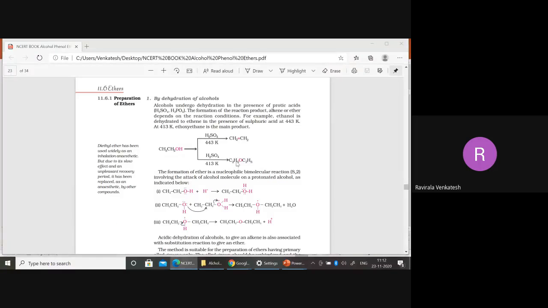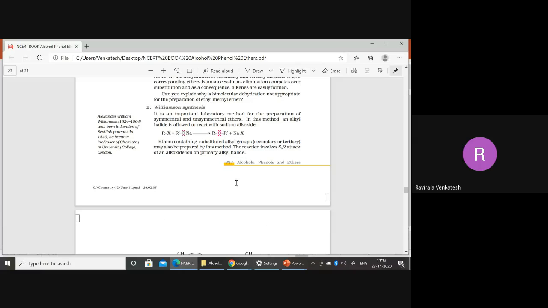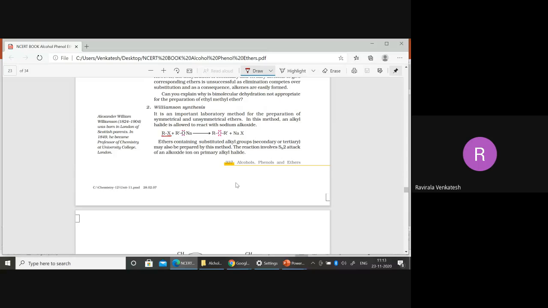This one we need to see now here. This part, preparation of ether, Williamson. Now you have the textbook with you, no? Now observe this one. Williamson synthesis reaction. Now this is the alkyl halide. You have taken alkyl halide reacting with sodium alkoxide. This is the sodium alkoxide. Na is removed, X is removed. Now they join together like this to form ethers.